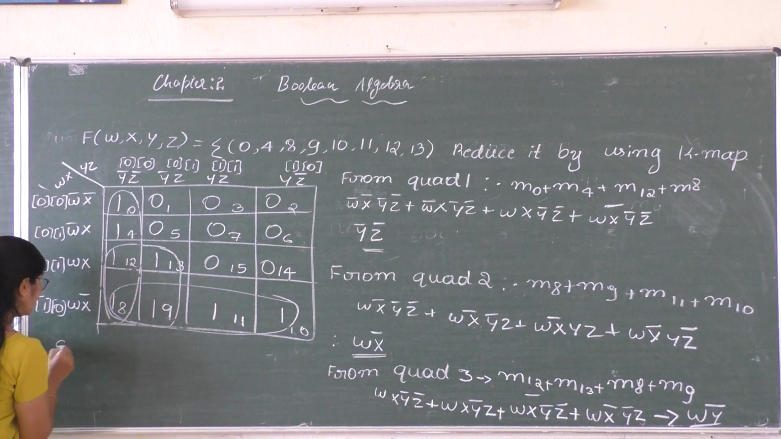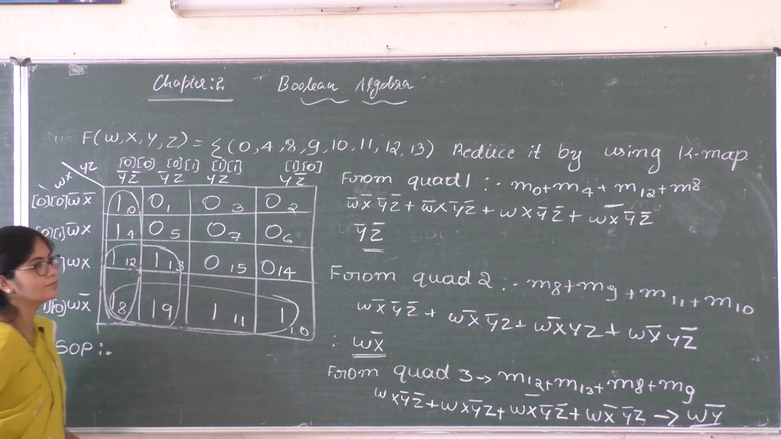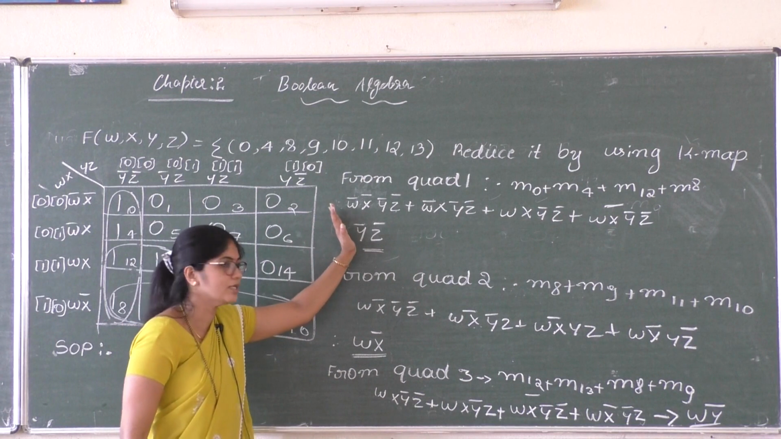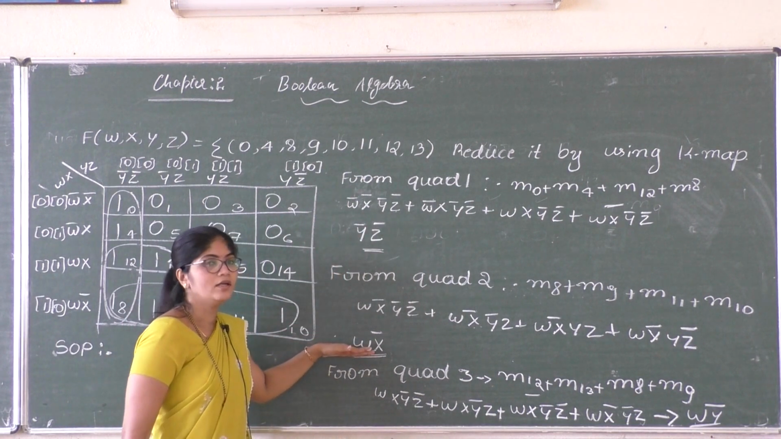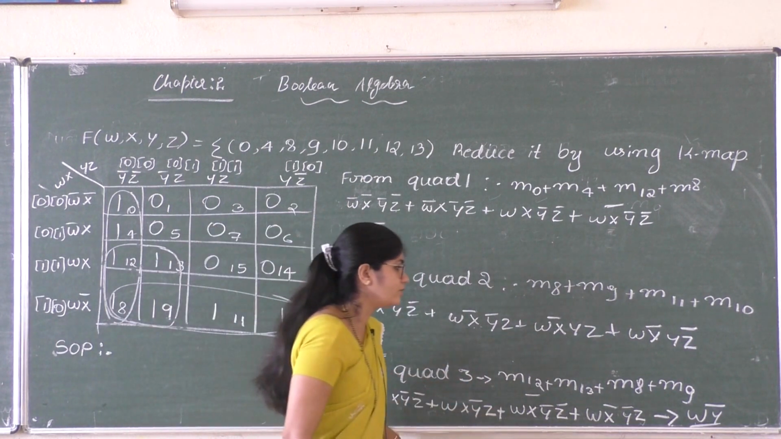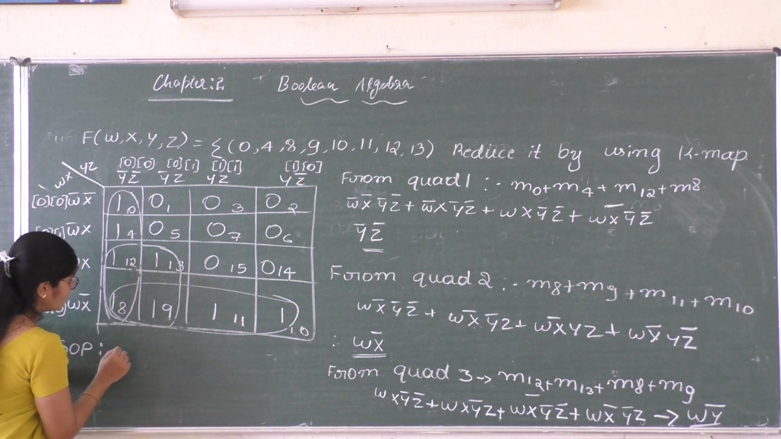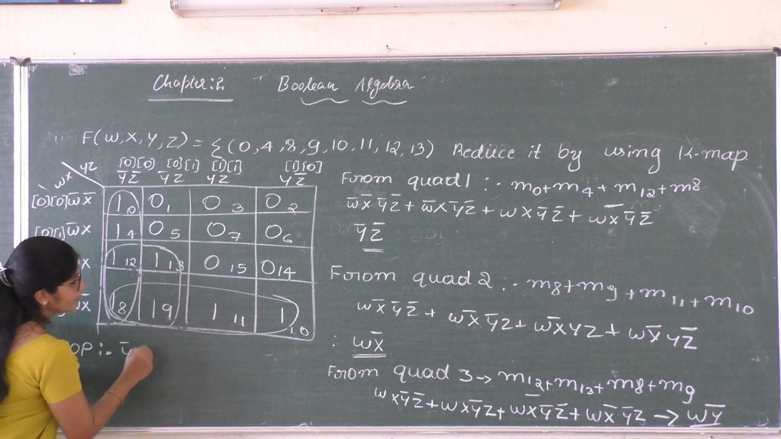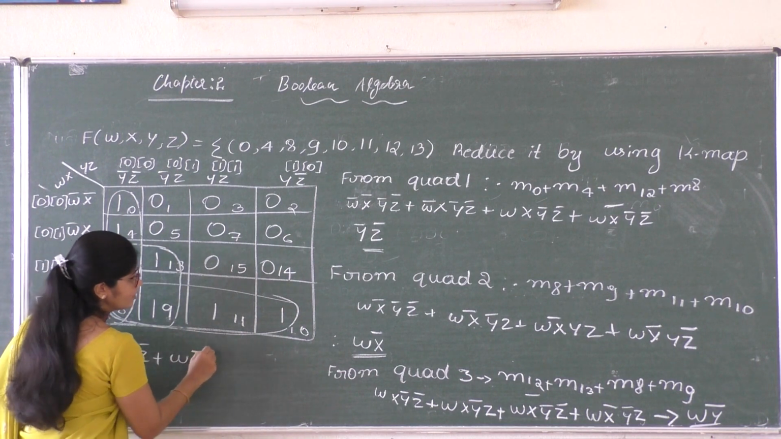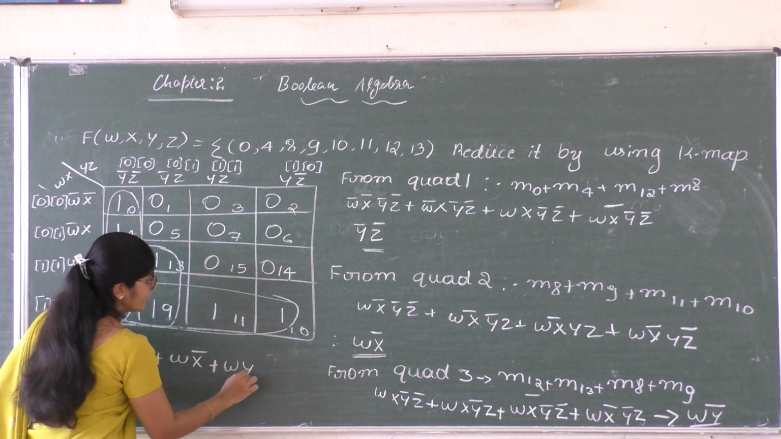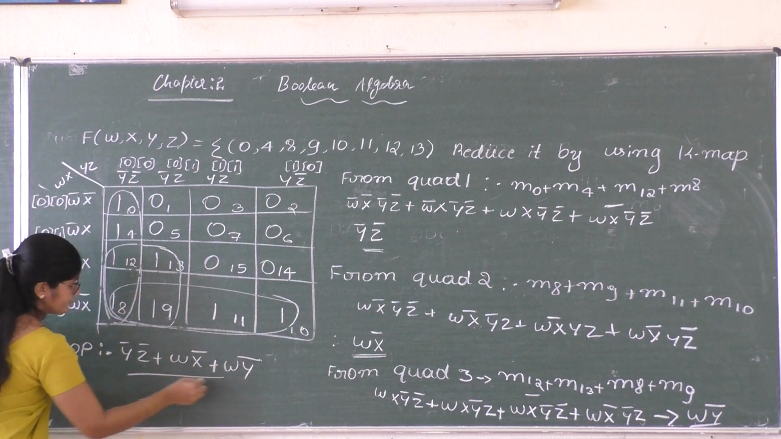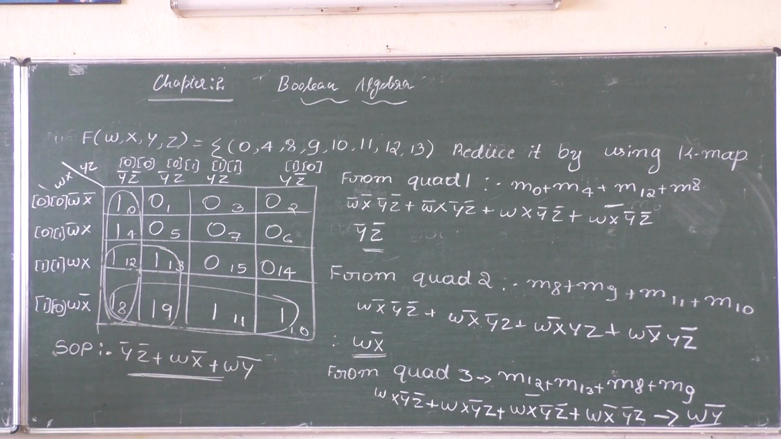Now, to get the final reduced SOP expression, we have to add all the minterms. So, from quad 1, we got y bar z bar. From quad 2, we got w x bar. From quad 3 we got w y bar. Now add all those minterms. Y bar z bar plus w x bar plus w y bar. So this is the final reduced SOP expression.